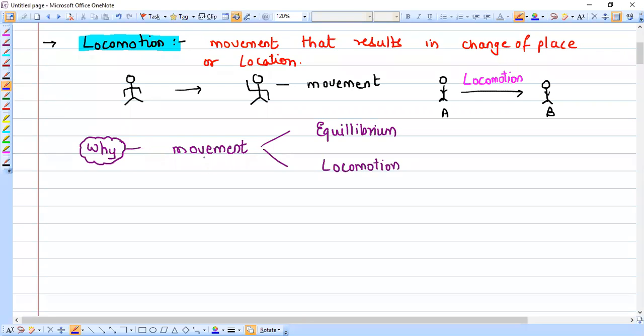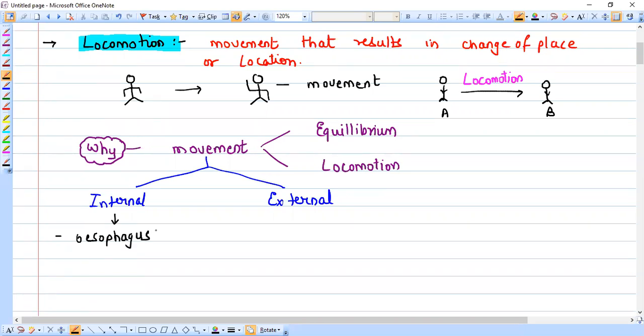The next part is how many types of movement can we study? Normally we see there are two types of movement. One is internal, that is in your body, and the second type of movement that we study is external. What exactly does internal movement mean? Internal movement involves the esophagus. We all know that our esophagus shows a very important movement called peristalsis, the food that moves by contraction and relaxation. So peristalsis is an internal movement.